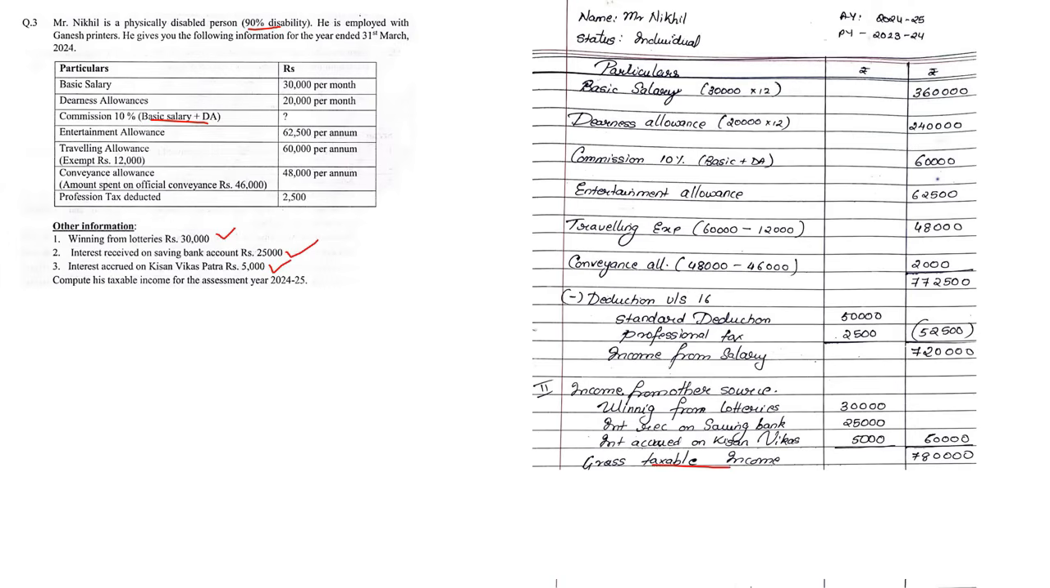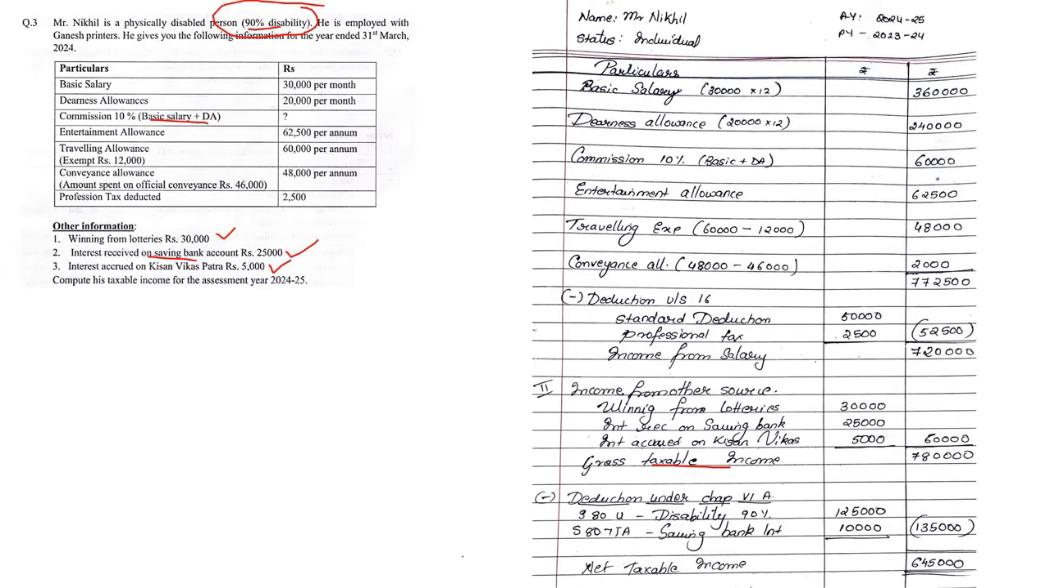Under deduction, 2 deductions are there. I can see one is 80U. 90% disability, which is more than 80%, so a 1,25,000 deduction you will get. And interest on saving bank, which comes under 80TTA, but the limit is only 10,000. So deduction under chapter 6A, section 80U, disability is 90%, so 1,25,000, and 80TTA saving bank interest 10,000, outer column 1,35,000. So 7,80,000 minus 1,35,000, the net taxable income comes to 6,45,000. This is how you all had to solve this particular question, which was based on, again, computation based on salary, other source and deduction.